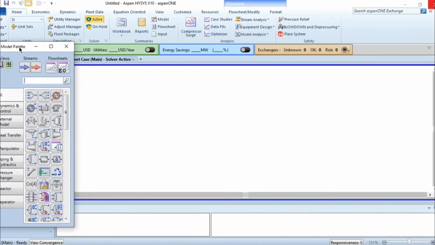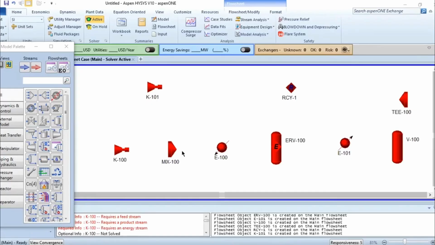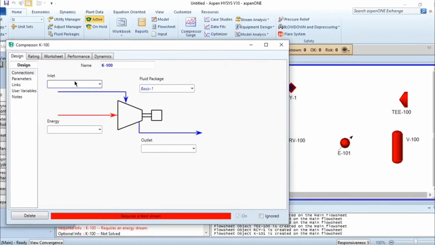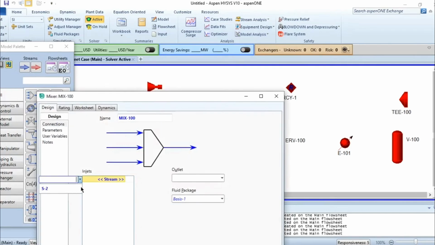Now, if you look at the diagram again, what are the components involved? Compressor, mixer, heater, reactor, cooler, separator. So these are the equipments which are added over here: compressor, mixer, heater, reactor, cooler, separator, T, recycle, and final compressor. So we will do the connections one by one. This one is S1 and S2, and this one is E1. Then the mixer, firstly S2 and then S3.